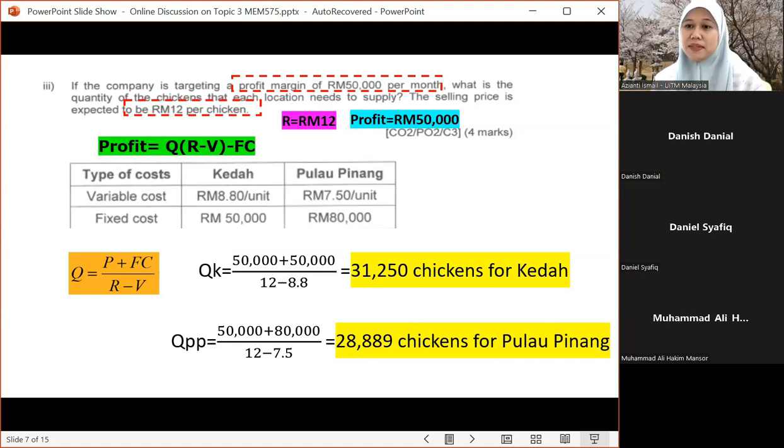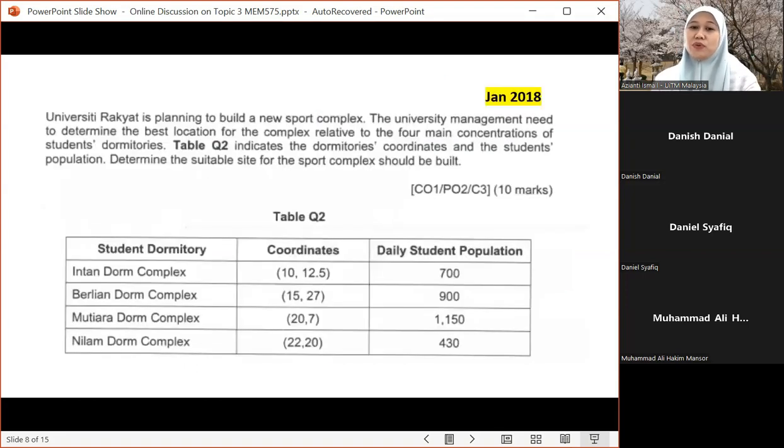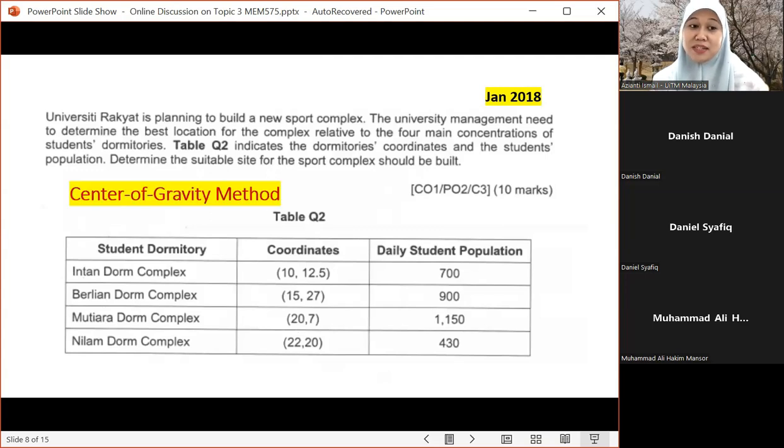And then we're going to do January 2018. Okay. And this one we check first. Is there any fixed cost, variable cost? No. Oh, relief, thank God. We're not going to draw any graph. But we have coordinates. When we talk about coordinates, we know that the method they're going to use is the center of gravity method.